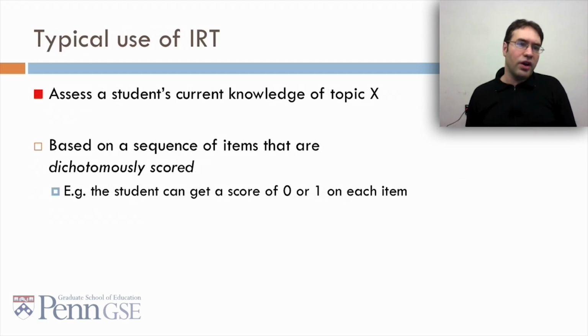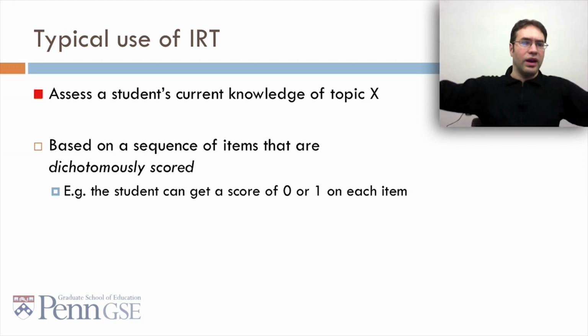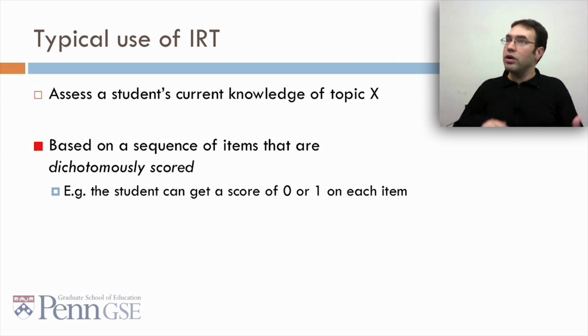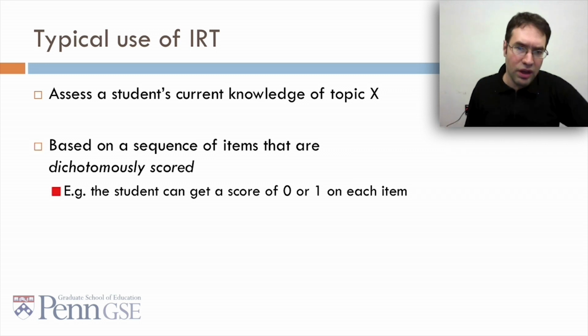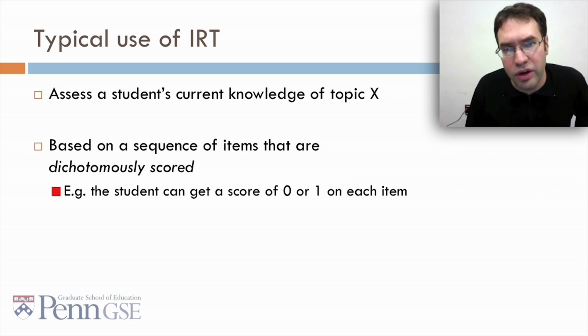A typical use of IRT is to assess a student's current knowledge of a general topic X, general domain, based on a sequence of items that are dichotomously scored. In other words, a student can get a score of 0 or 1 on each item.